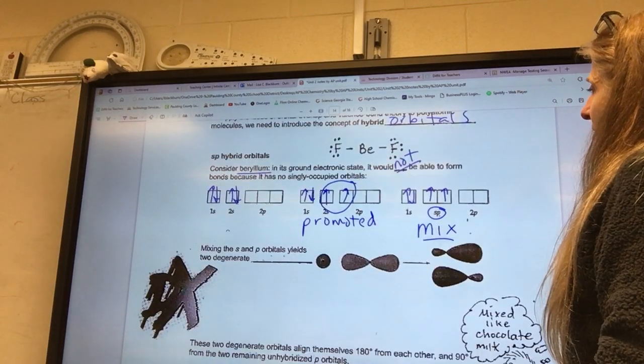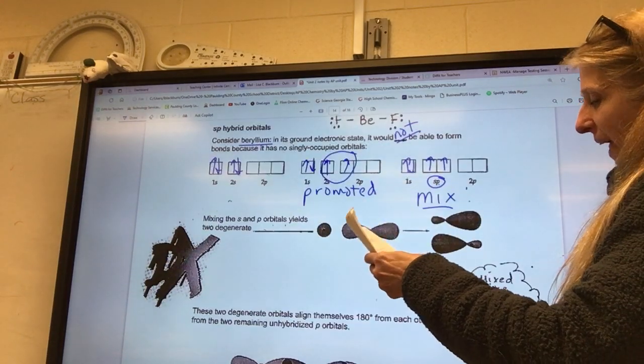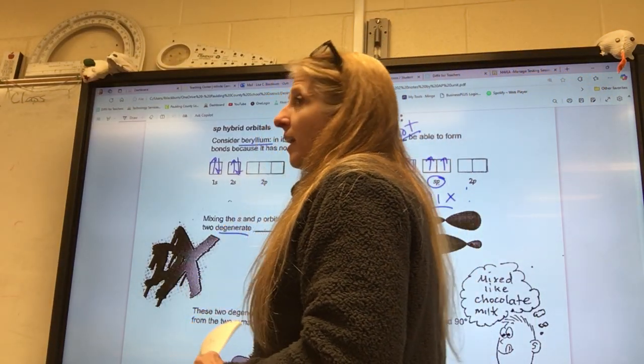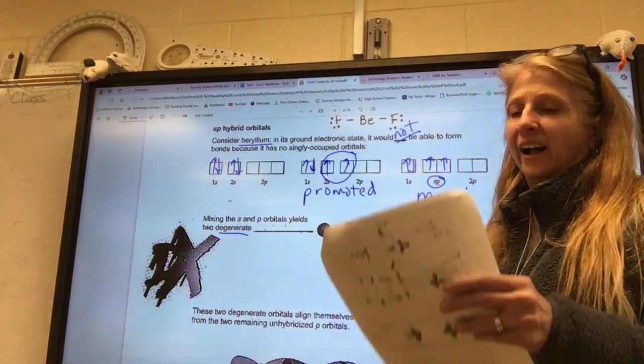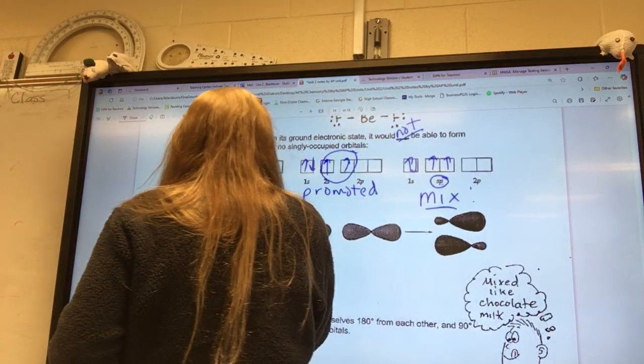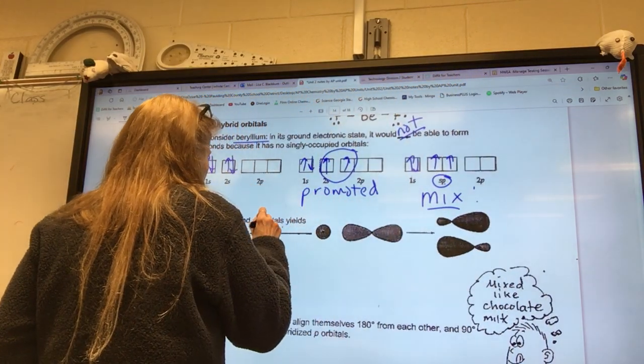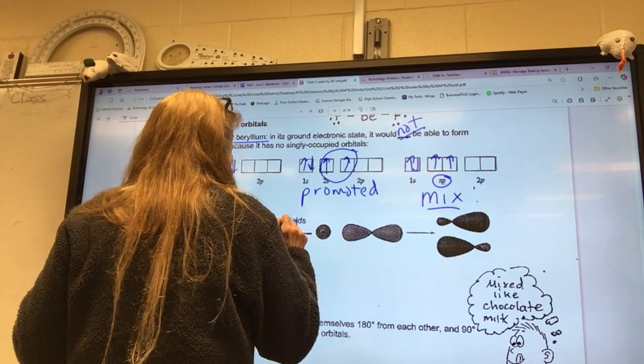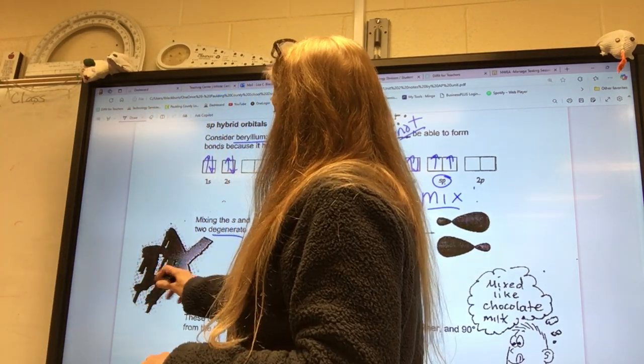So when this happens, mixing the S and the P yields degenerate orbitals, and I think that's kind of unkind to call them degenerate orbitals. But that's what they call them. I didn't get to name them. They're degenerate. They're Frankenstein. So I put DX on here.